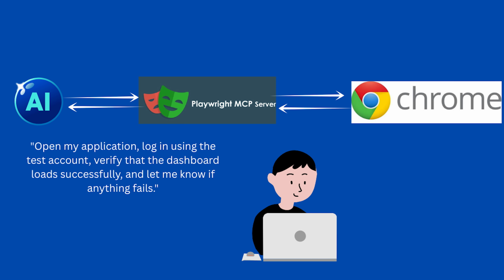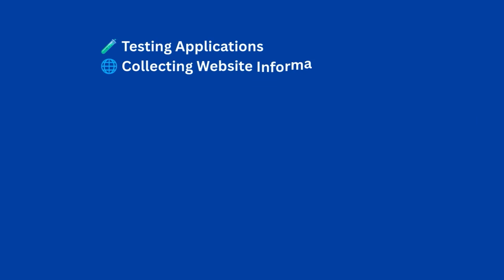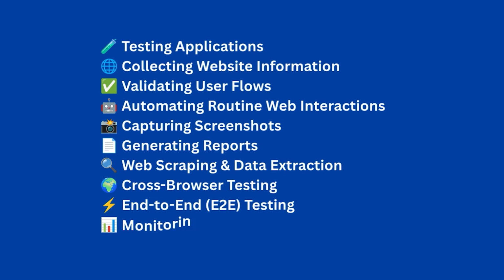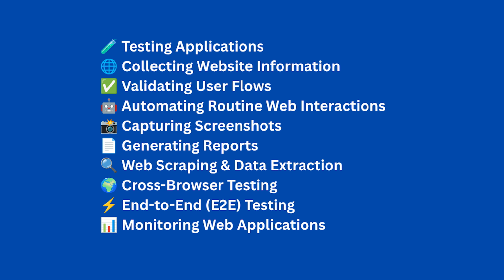Playwright MCP Server eliminates repetitive browser tasks. Whether you are testing applications, collecting website information, validating user flows, or automating routine web interactions, your AI can handle these tasks for you. For front-end developers or QA engineers and anyone building web applications, Playwright MCP can significantly reduce manual testing time while improving the reliability of your application.